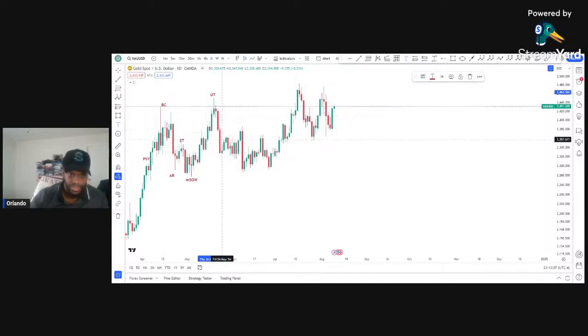It's a distribution. There's the redistribution right here with that respect to the demand zone. Here's the accumulation, reaccumulation, distribution, redistribution. Bam, respect to demand zone, accumulation, reaccumulation, break structure, creates another high, right? So now, boom, this would be the UTAD.